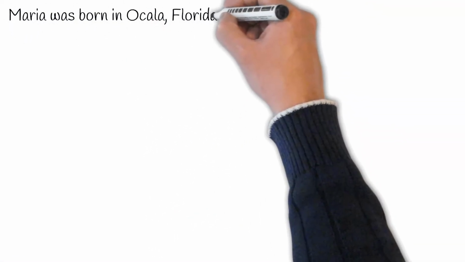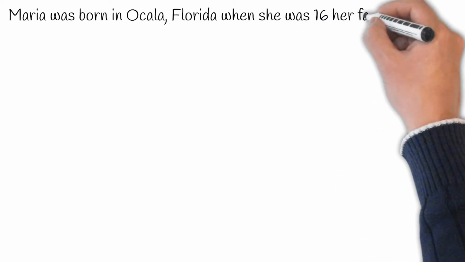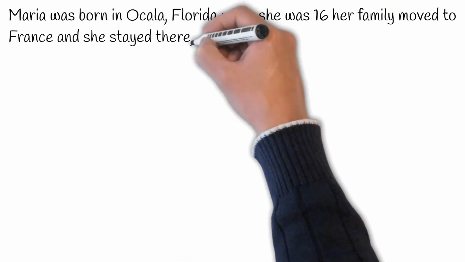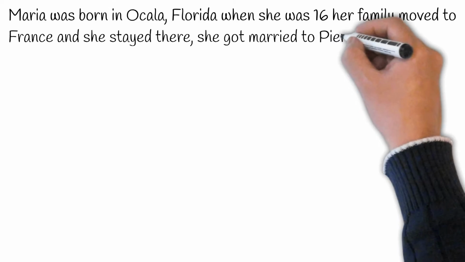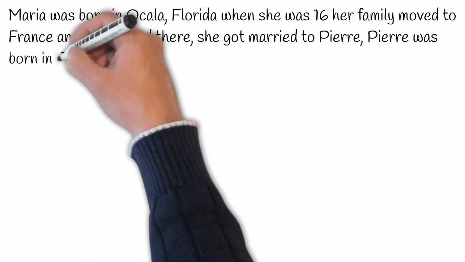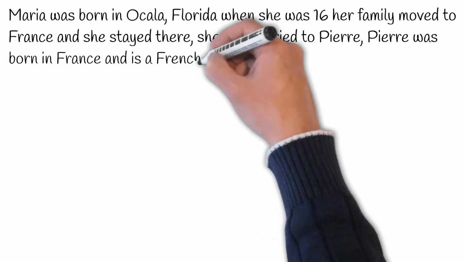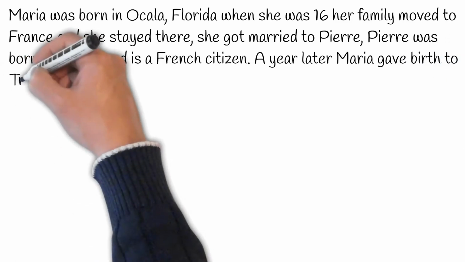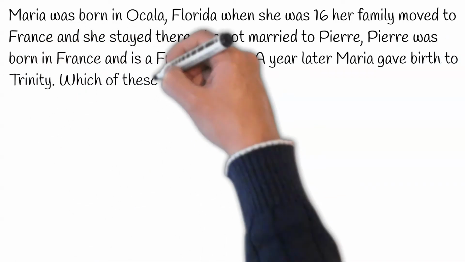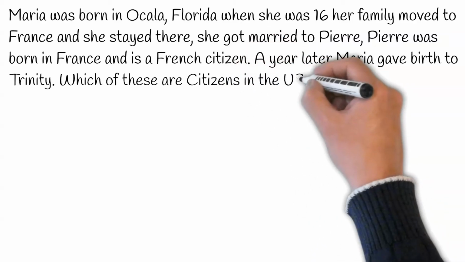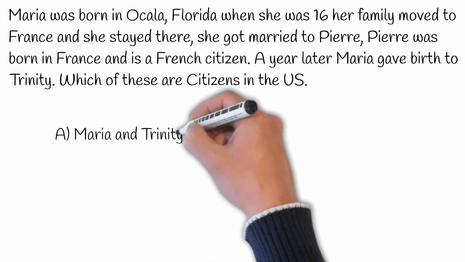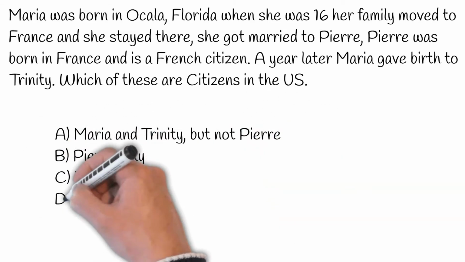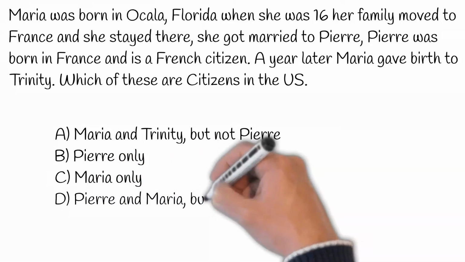So, my children, let's take a look at a possible test question. Maria was born in Ocala, Florida. When she was 16, her family moved to France, and she stayed there. She got married to Pierre. Pierre was born in France and is a French citizen. A year later, Maria gave birth to Trinity. Which of these are citizens in the United States? A. Maria and Trinity, but not Pierre. B. Pierre only. C. Maria only. Or D. Pierre and Maria, but not Trinity.